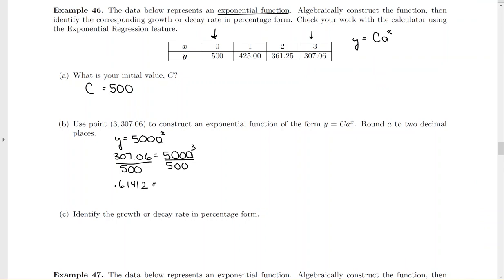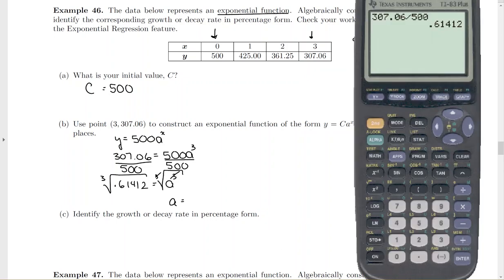0.61412. Every time you round in a problem, you throw your final answer off. So hold the digits. Now you want to get rid of the power 3. So if it's a power of 3, I'm going to take the cube root of both sides. Roots and powers cancel each other out. So I'm left with just a equals. And then you're going to need to go into your calculator and take the cube root of that number.